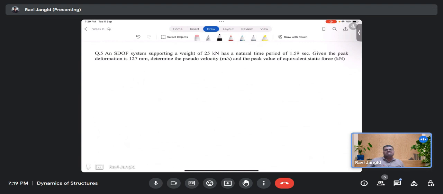Can you give a try? It's just very simple. You have the time period, you have the weight. Using that, you can find out the stiffness. If you have the stiffness, and deformation is given as 127, the velocity you can find out by dividing by omega n. You can find omega n equal to 2 pi by Tn, and then the equivalent static force you can find as k into u naught, and u naught is given as 127. K you can find out.